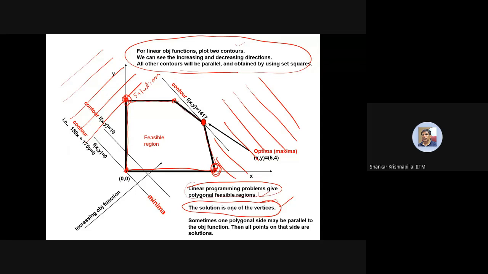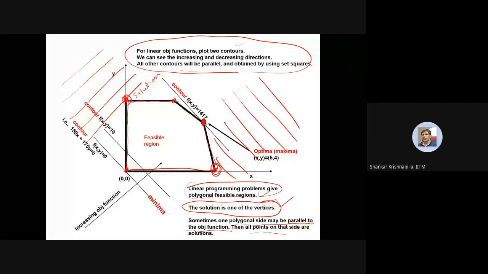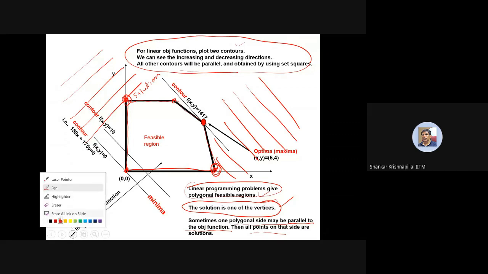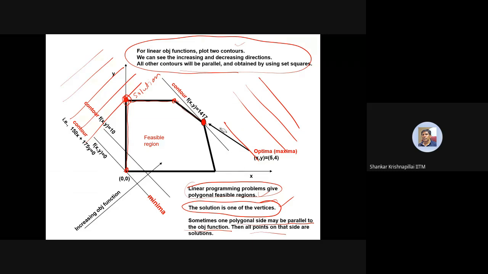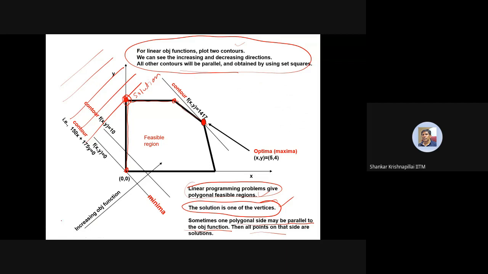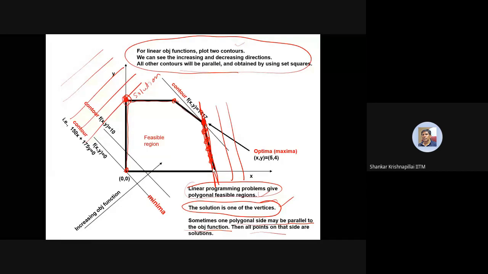Then in some rare cases, one polygonal side may be parallel to the objective function contours. Then all the points on that side are solutions. So let us see that. Suppose we wipe all these things. Now suppose contours are coming parallel to this side. Then all the points on this side are solutions to the objective function. That's a very rare case.